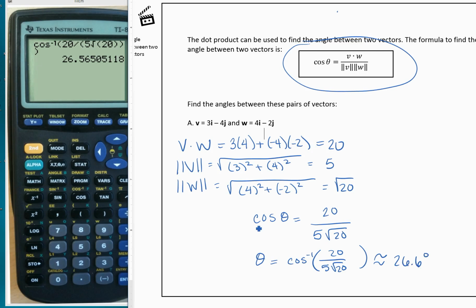Okay, and you could always sketch the vectors to make sure that that number makes sense. So if we do 3 minus 4j and 4 minus 2j, that would make sense that that angle is about 26.6 degrees.